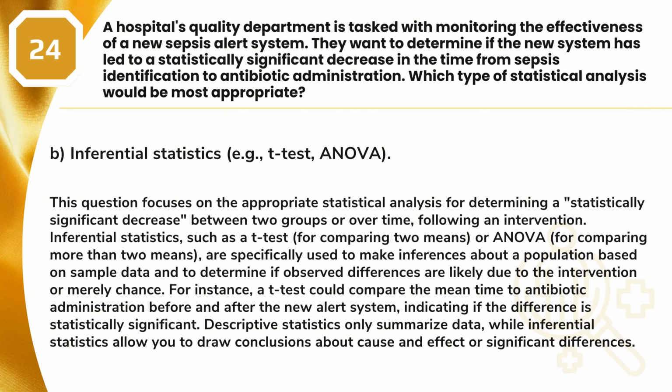For instance, a t-test could compare the mean time to antibiotic administration before and after the new alert system, indicating if the difference is statistically significant. Descriptive statistics only summarize data, while inferential statistics allow you to draw conclusions about cause and effect or significant differences.